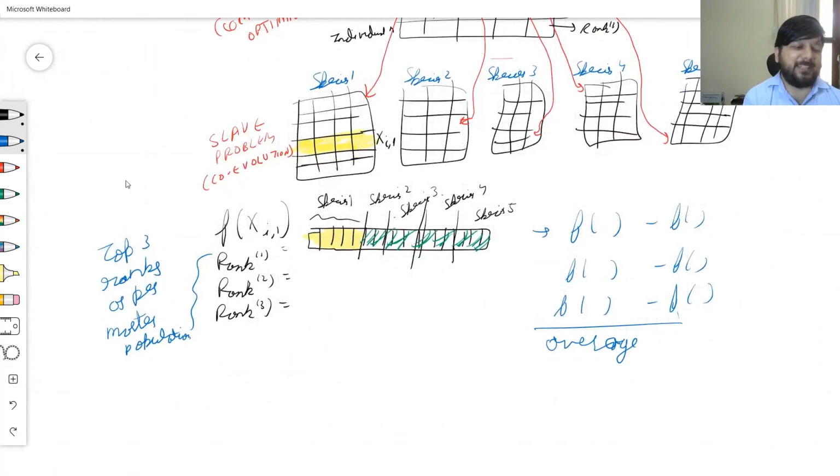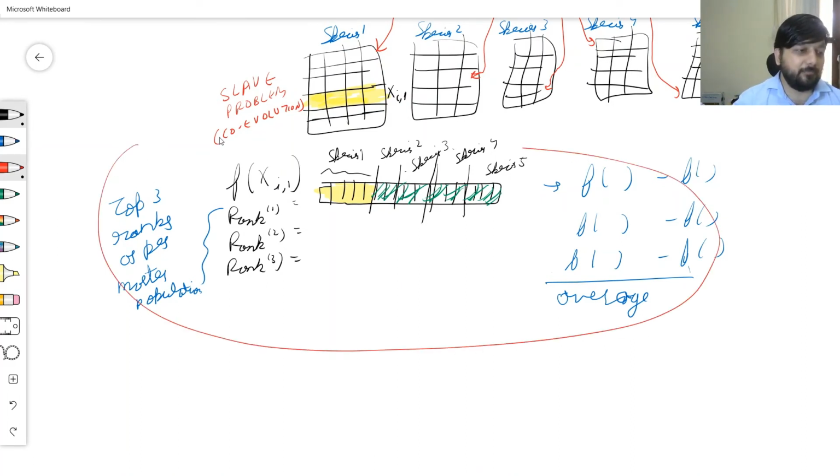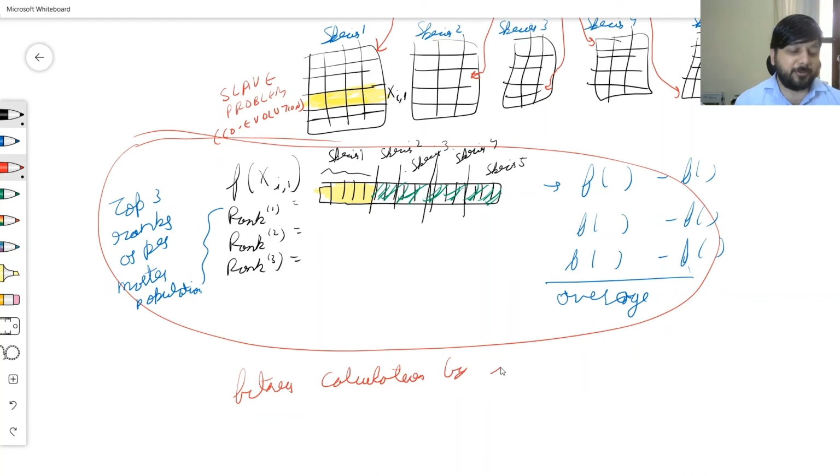Now there's another fitness function that you can use. So this is called fitness calculation by substitution.